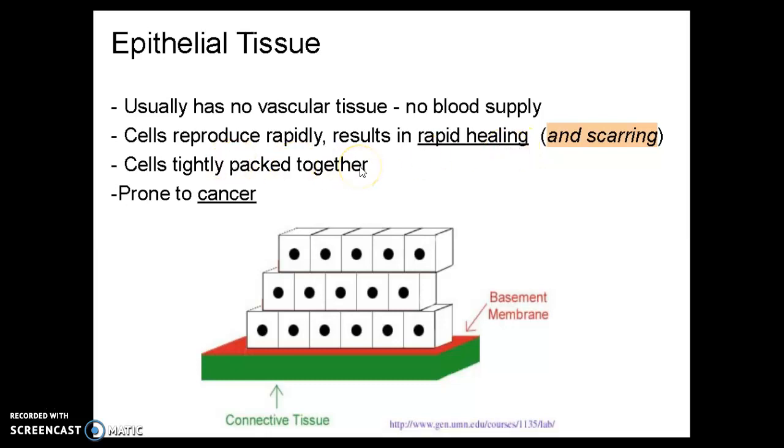These cells are tightly packed together, and because they are exposed to so many environmental toxins and hazards, these cells in particular are very prone to cancer. And they also already reproduce rapidly. Cancer is uncontrolled cell growth. So we have a group of cells that are reproducing very quickly that are exposed to all sorts of toxins and damage over and over. They could become cancerous. So 90% of cancers are epithelial tissue cancers.